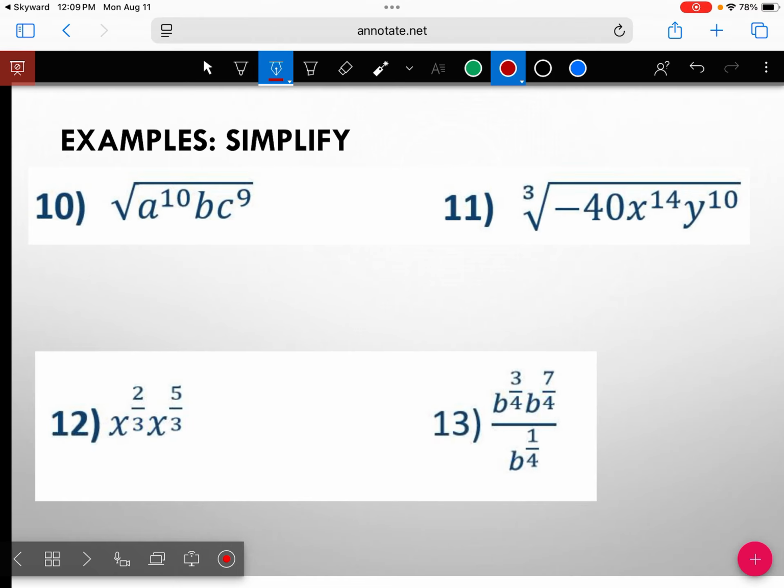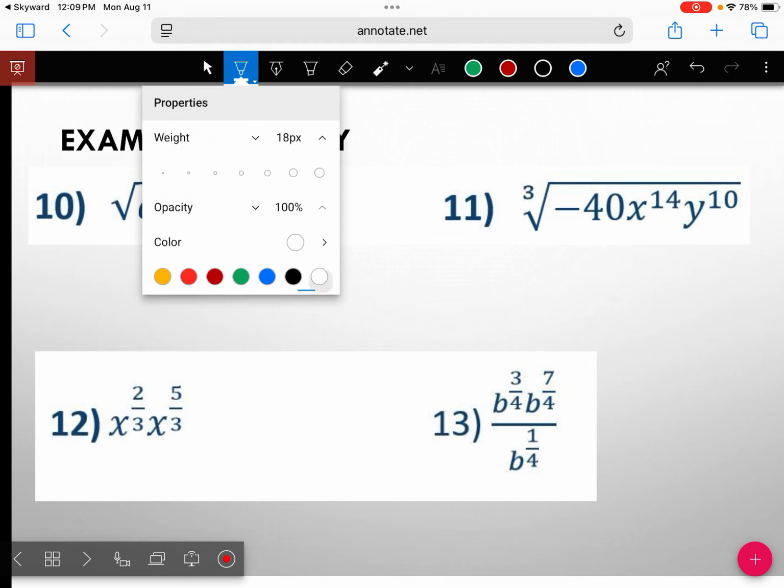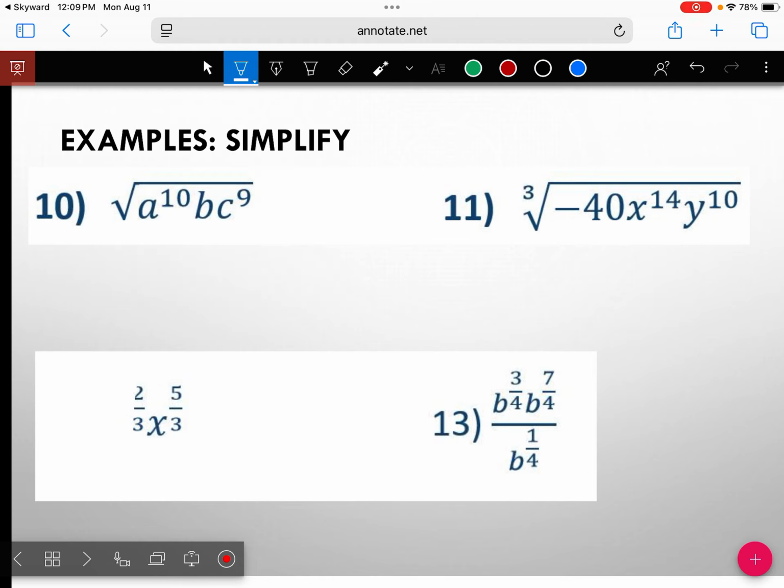Now for this one, I don't recommend you copy down the bottom row. As a matter of fact, I'm going to take that off temporarily. Let's look at 10 and 11. So now we have things being left out.